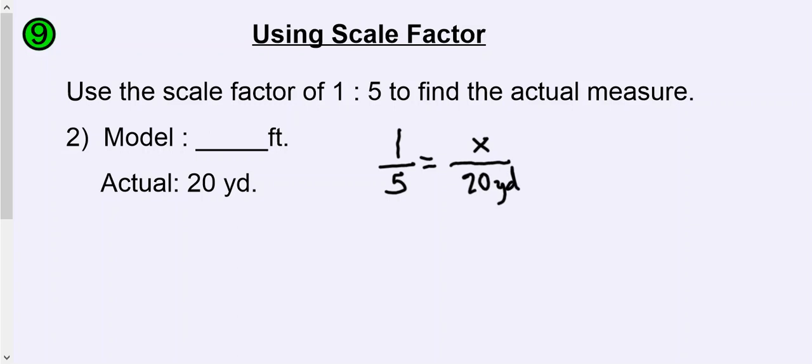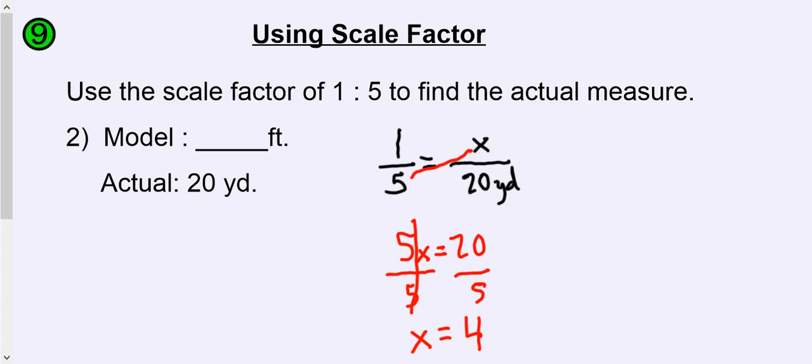Alright, so now we have our proportion, and we can solve by cross multiplying. 5 times x will be 5x equals 1 times 20 will be 20. And now we can solve, dividing by 5 here to get our x by itself. If we do it to one side, we got to do it to the other. This will cancel out, leaving x equals 20 divided by 5 is 4. So this is equal to 4 yards. So x equals 4 yards, but we want it in feet.